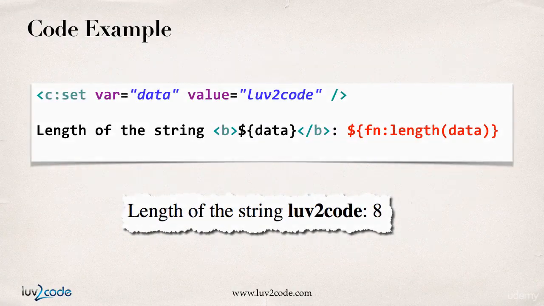All right, so let's look at an example. And again, these function tags are very simple, very lightweight tags for doing some operations. So the first thing I do is I set up a variable, var equals data, and the value equals love to code. And then I simply want to get the length of the string. So I make use of that function tag, fn:length, and then data. So this would basically give me the length of the string. In this case, the length of love to code is 8. Pretty simple, very straightforward.